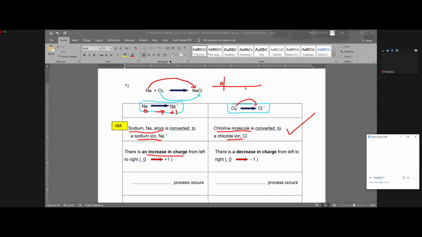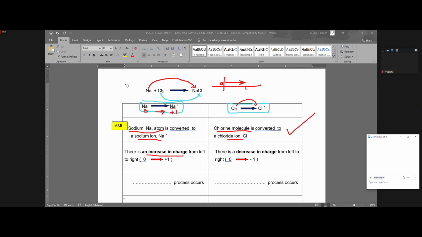Can you see now? All right. So 0 to plus 1, you're going to the right. Is that correct? 0 to plus 1. So whenever the arrow goes to the right, it is oxidation. Means increase in charge. From 0 to plus 1. That's why I say increase in charge.